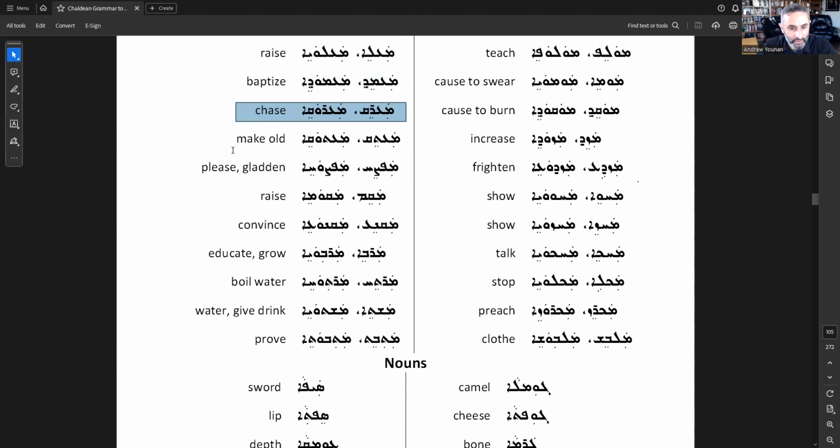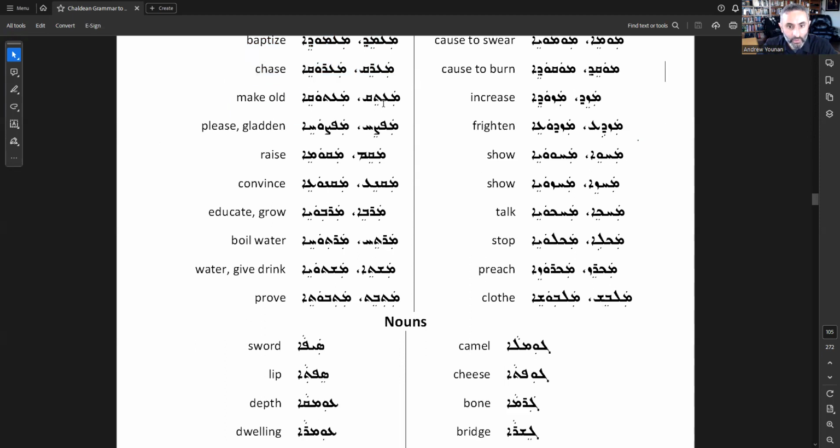Ma'riq, we talked about, chase, and ariq is run. Ma'tiq, ma'toqe is to make old. I don't know how often you'd use that. Atiq means to become old. Ma'tiq is to make old. Mapsakh is to please or gladden. Pasakh is to be happy. So mapsakh is to make somebody happy.